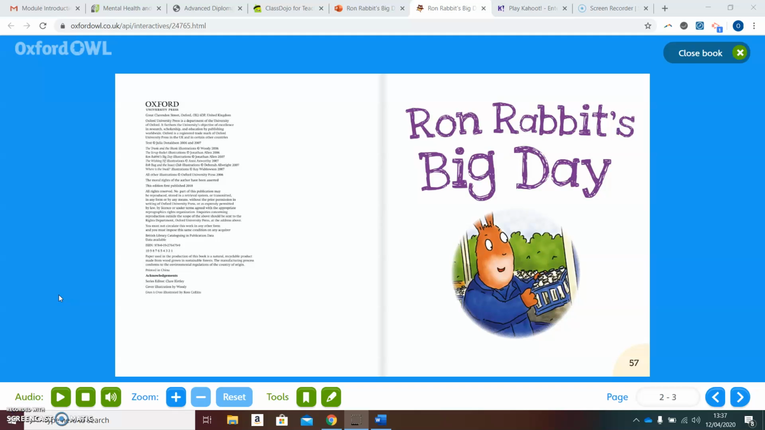So I'm going to read the story once. When it's finished, you need to rewind and listen to it again because you need to listen to the story 3 times before you do the questions. Okay, Miss Megan's going to read it now.